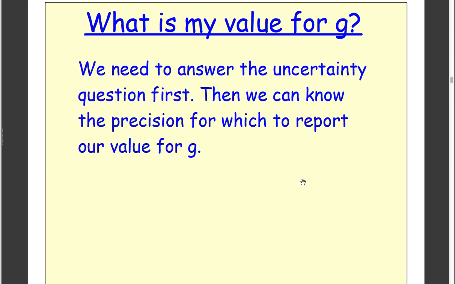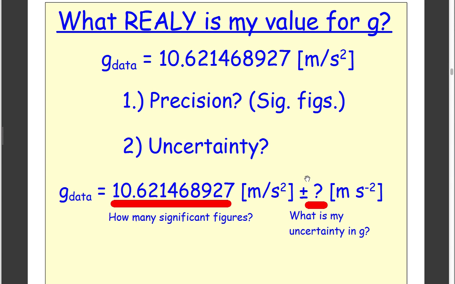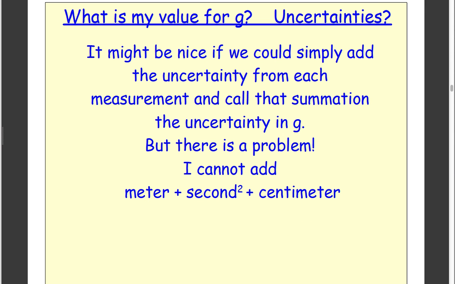Now, first we need to answer the uncertainty question. Then we can know the precision for which to report our value for G. So we have to answer this question of the uncertainty first, and that will tell us what decimal we can measure our actual G. Now, it might be nice if we could simply add the uncertainty from each measurement and call that summation the uncertainty in G. But there's a problem.